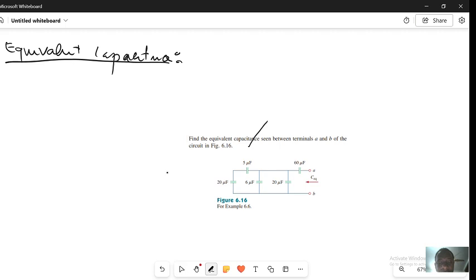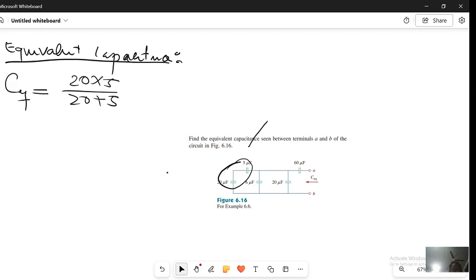Now, let's see the C equivalent in this circuit. How can we determine it? If we look at this one, these two are in series. When they are in series, I can directly know that I will have 20 multiplied by 5 divided by 20 plus 5.